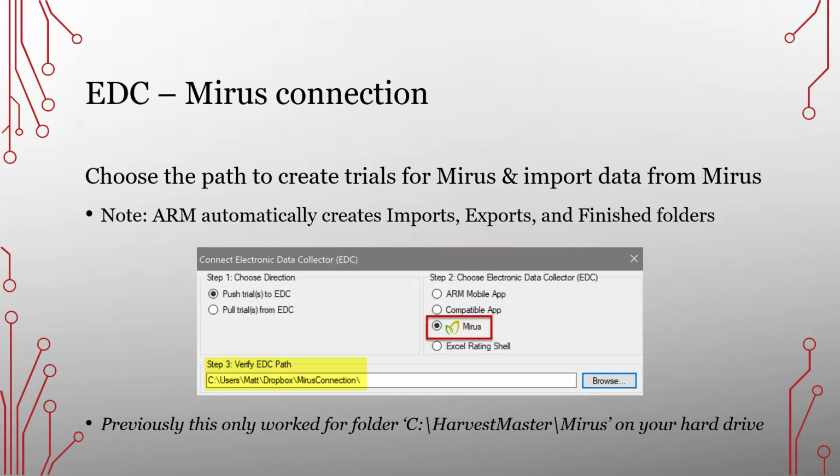Similarly, if you work with the Harvest Master software called Mirrors, we have a built-in connection there. Previously, it was hard-coded to specific folders that Mirrors would use, but it's not always the same computer where ARM and Mirrors is at. So we just added an explicit path that you can choose if you wish, so you don't have to use the default path. Maybe throw it on Dropbox or OneDrive so that way your tablet that goes in the combine can access that same folder and you don't have to manually transfer the files.